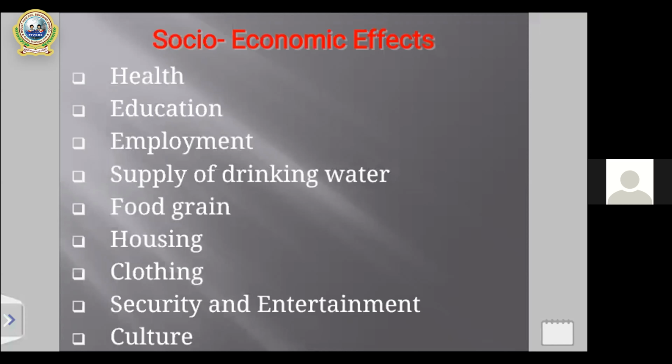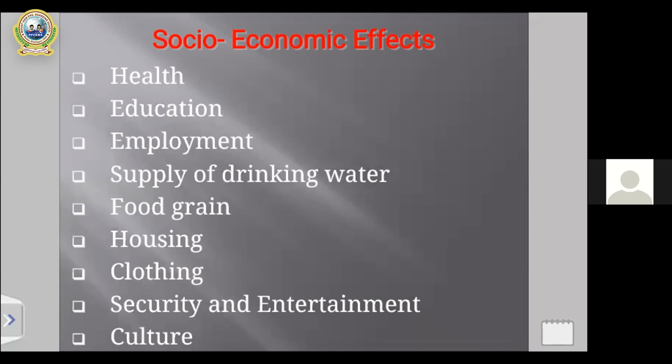Security and entertainment are the basic needs of life. If population rapidly increases, then all the people cannot get security and entertainment, and social crimes like theft and robbery will increase, and entertainment sources such as sports and games cannot be participated in by all people.